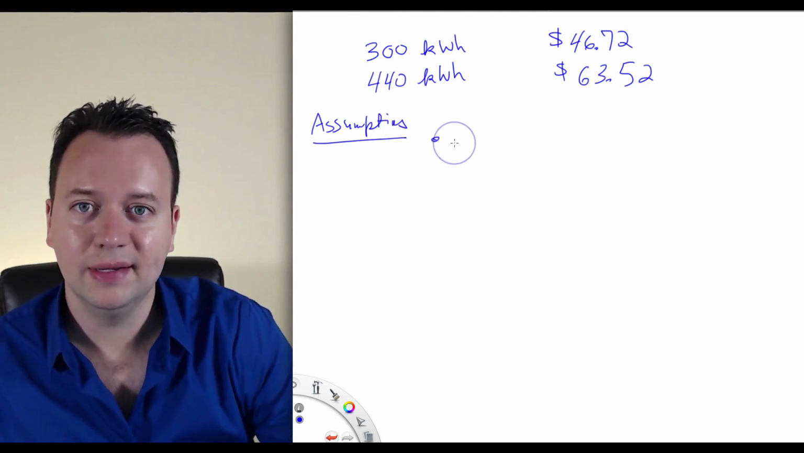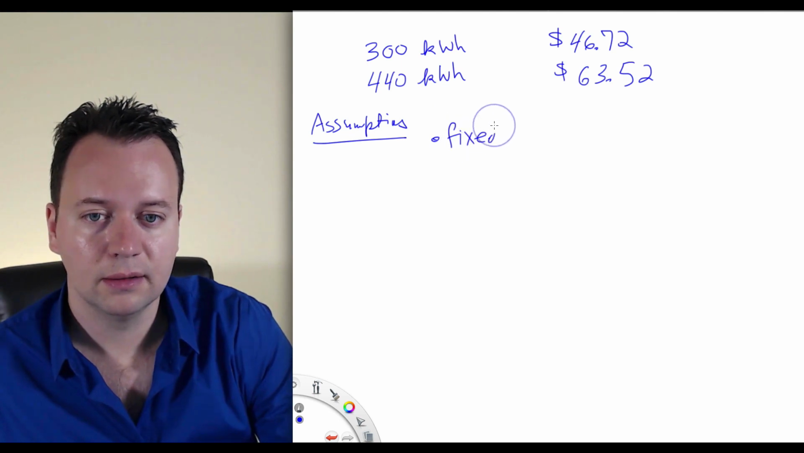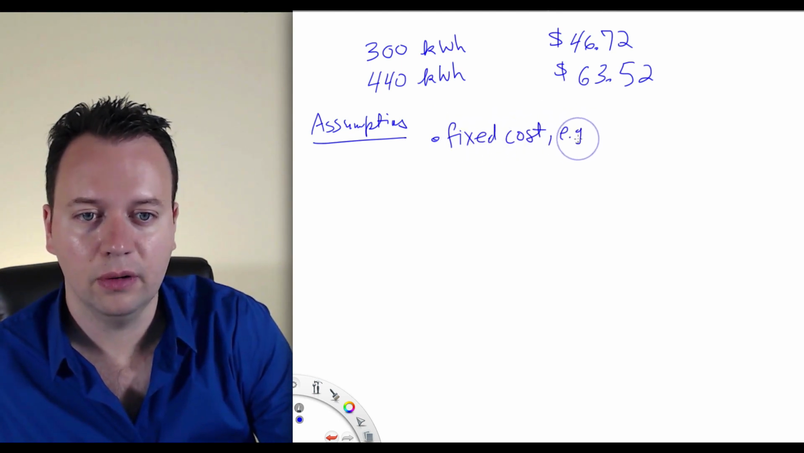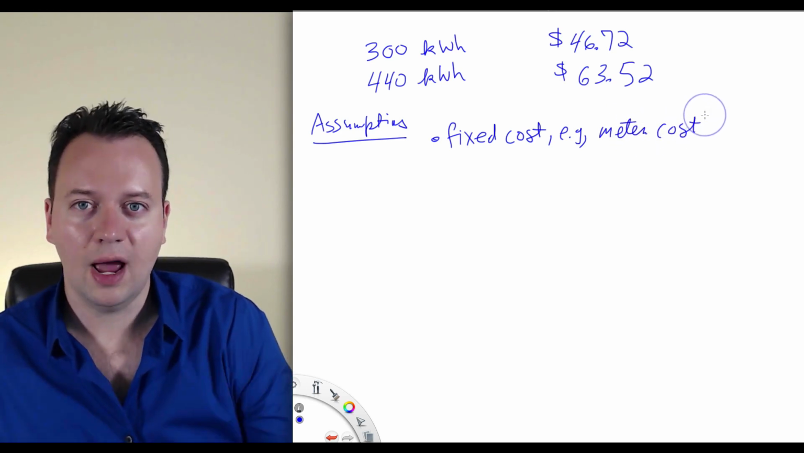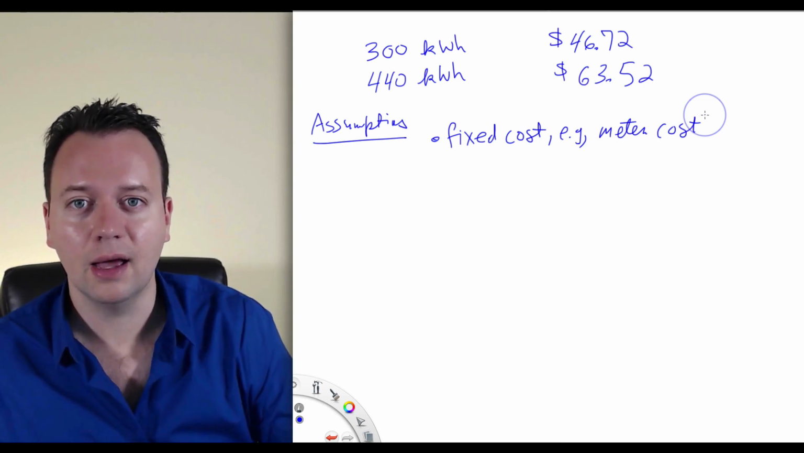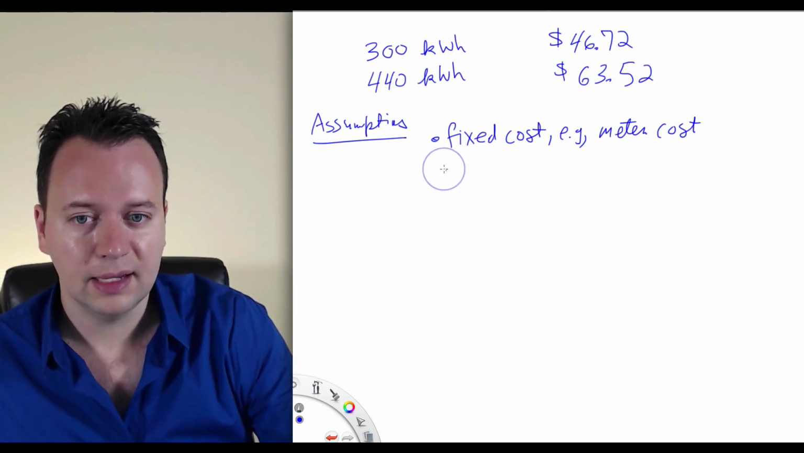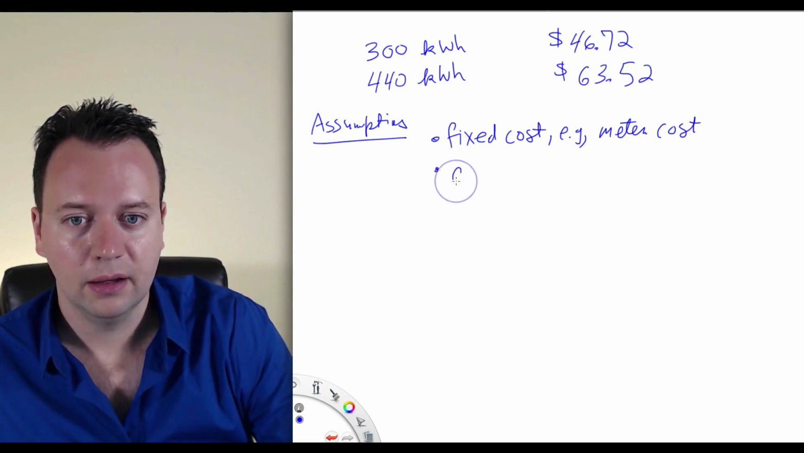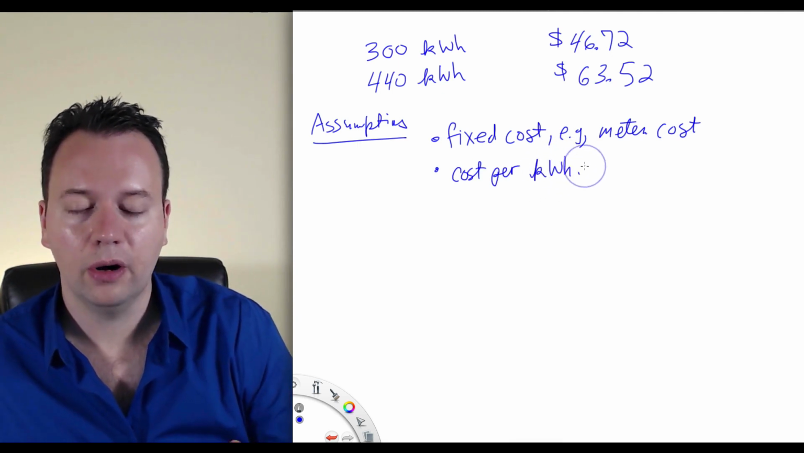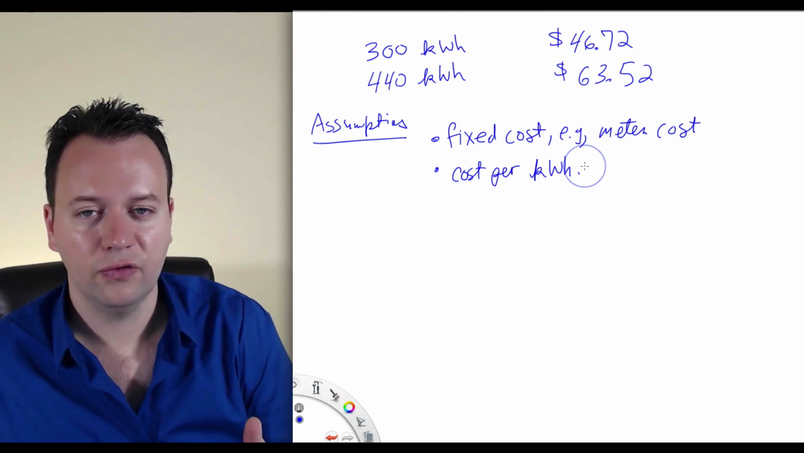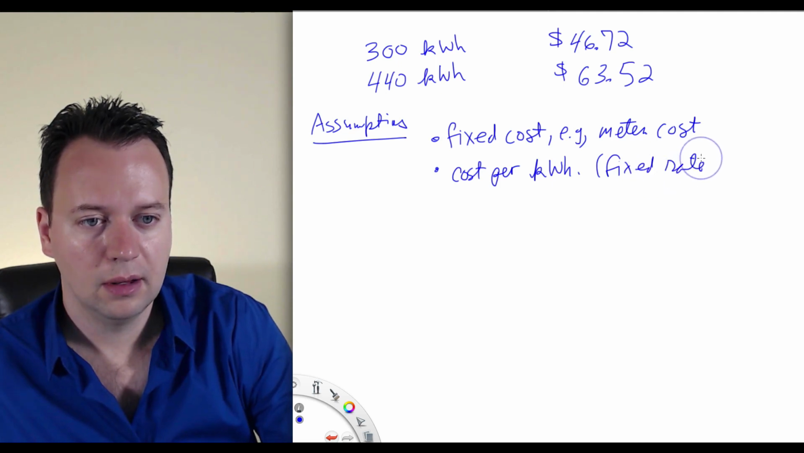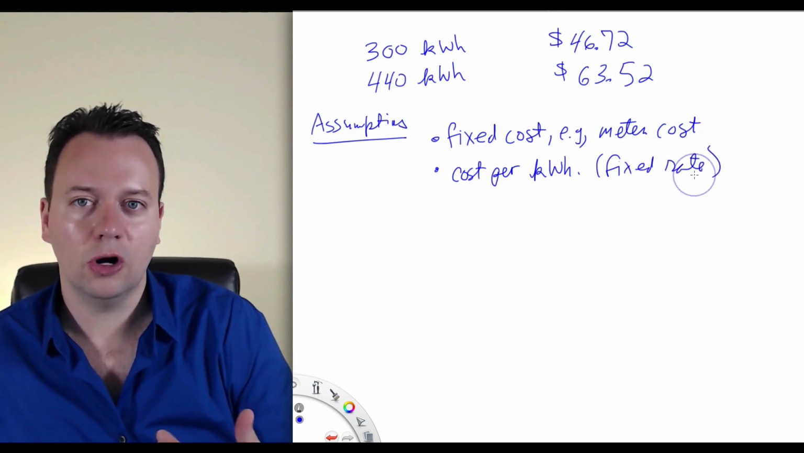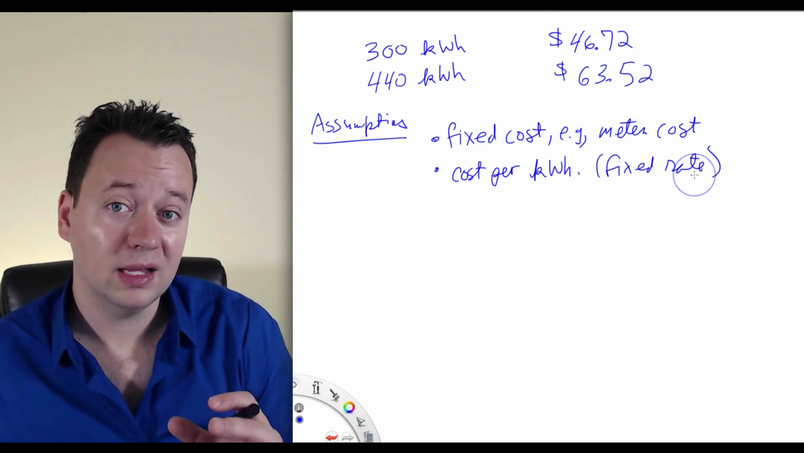We can assume that there is a fixed cost, for example, a meter cost. So there's some fixed amount that is charged every month regardless of how much electricity a given household consumes. And then secondly, there is a cost per kilowatt hour. So the more energy that's consumed, the greater the cost. There's a fixed rate, so for every kilowatt hour that you consume, you're charged a given amount. So in other words, we're assuming it's a linear function.